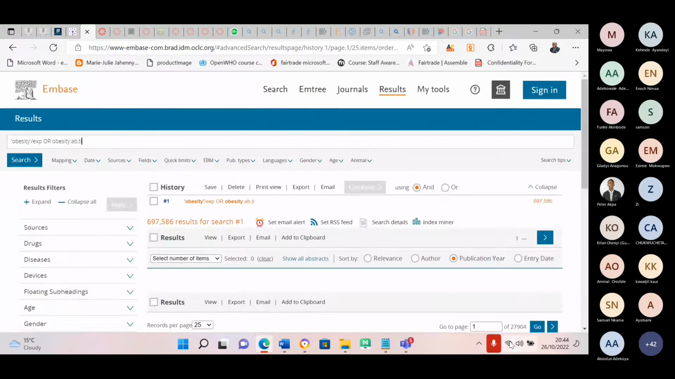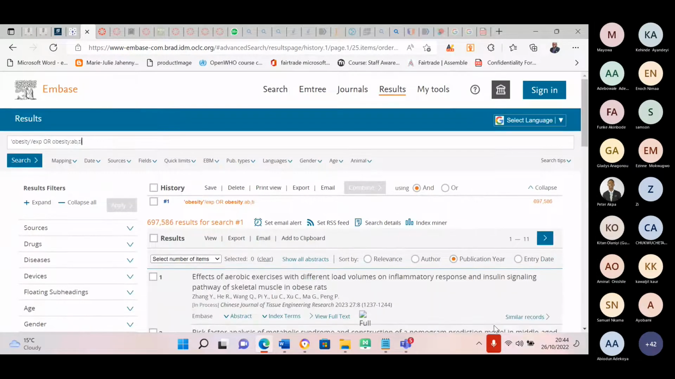So it's asking me to wait. Okay, so can you see my results are here on the screen? I have 697,000 results. So that's my first search. This is my first concept now, obesity, and then obesity in title or abstract, right? Now let's do another search again.